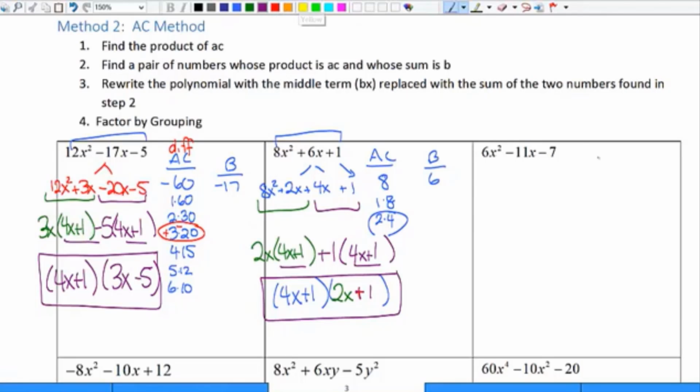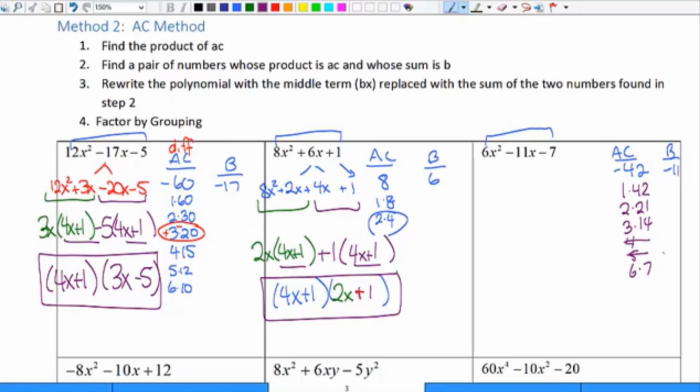On the next problem, I take a times c. My AC, 6 times 7, is, in this case, negative 42. And I need two numbers that multiply to negative 42, yet add to 11. So that's 1 times 42, 2 times 21, 3 times 14, 4 is not going to work, 5 is not going to work, 6 times 7, and 7 is already in my list.